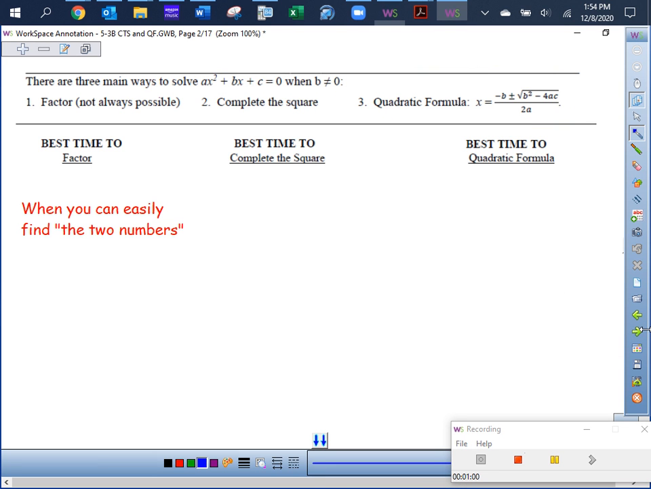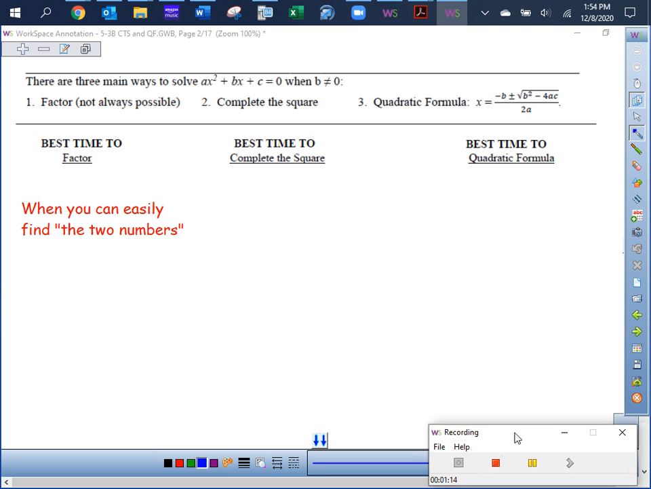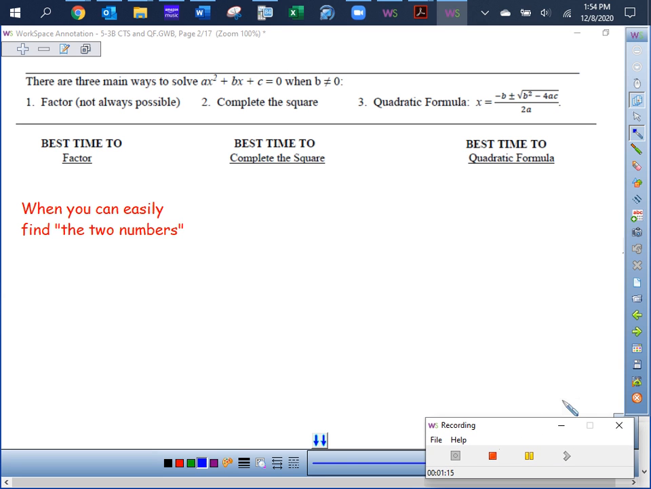Well, here's the best time to factor: when you can easily find those two numbers. You know, when you're supposed to factor, you're supposed to find two numbers that multiply together to be A times C and add together to be B, all that stuff. So if you can easily find the two numbers, then I'm telling you, factor it. That's the fastest way to do the problem. But on all of the problems that we're going to end up doing next class period, we will not be able to factor them. They're going to turn out to be quadratics that just can't be factored.